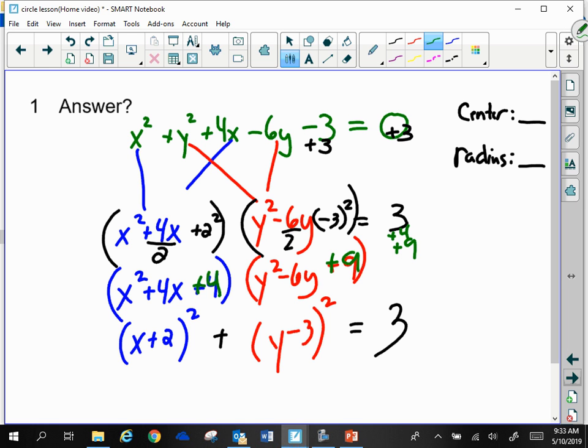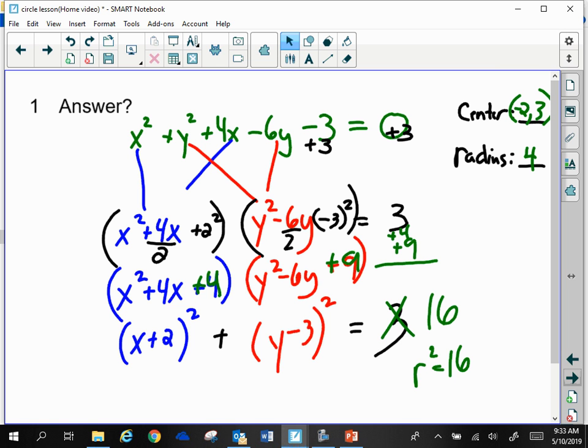Balance the equations out. So now it's not 3 here, but 3 plus 4 is 7, plus 9 is 16. Yeah, right? That's what I got. So I have a center. The center didn't change. Most of you, when you do that, you'll get the center right. But the radius is the square root of 16.